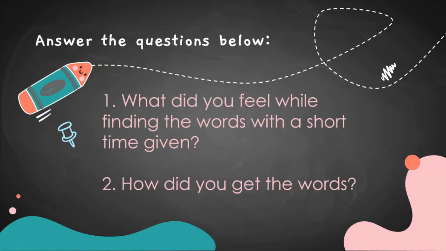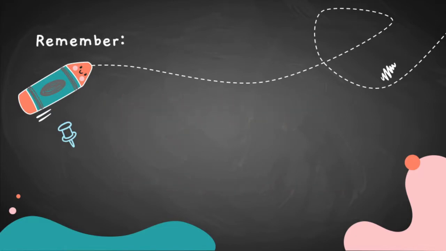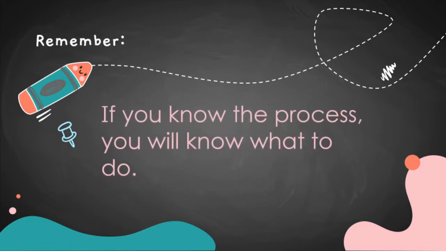What did you feel while finding the words with a short time given? Correct. You were in a rush, right? You were in a hurry. Number 2, how did you get the words? Correct. You have used your eyes, of course, to discover them because they were just hidden in there. Alright, let's proceed. Good answers. Remember, if you know the process, you will know what to do. Remember that because that's going to be related to our topic for today.